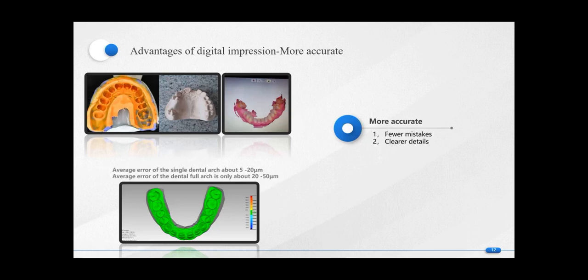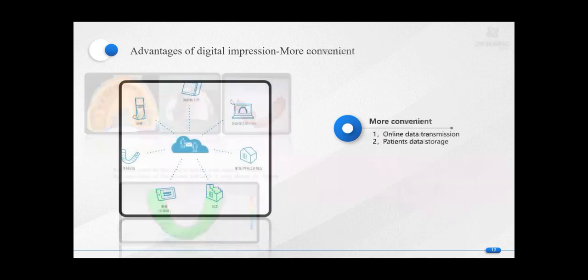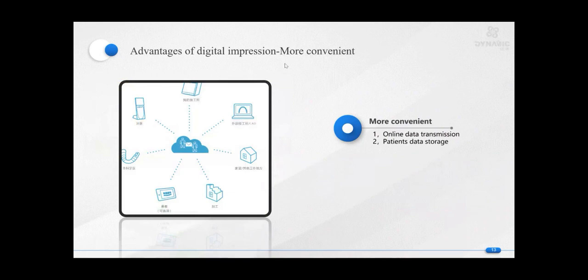And this accuracy far meets our requirements for impression and is higher than the accuracy of most traditional impressions. So high precision models can better display tooth details such as margins and reduce errors and rework time. So we come to the third advantage. The third advantage is more convenient. It's more convenient for doctors and patients and even technicians.